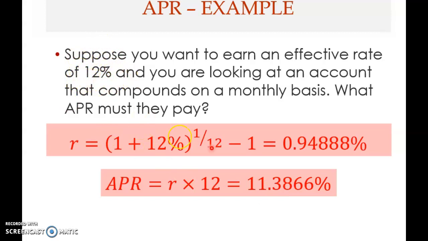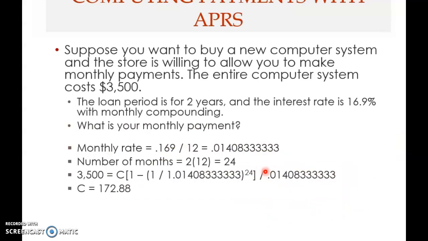It must be, because once you compound more than once a year, the EAR will be greater than the APR. So if this is 12%, APR must be less than 12%, and that is shown here. Is that okay? Right. Now we try and apply this in a more elaborate problem.